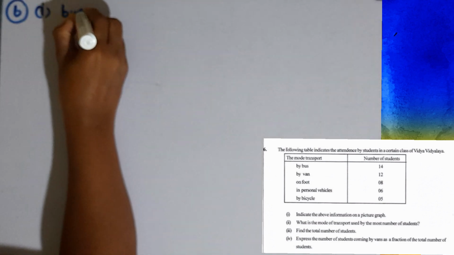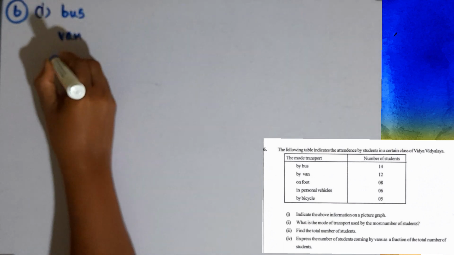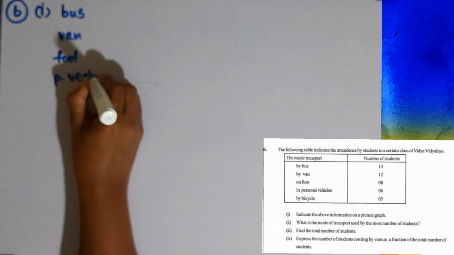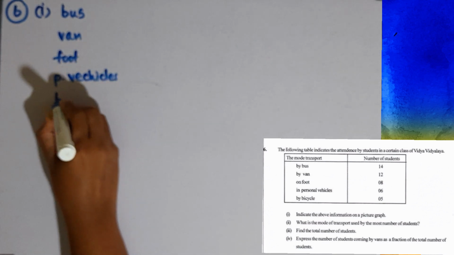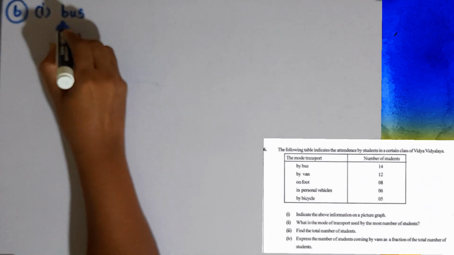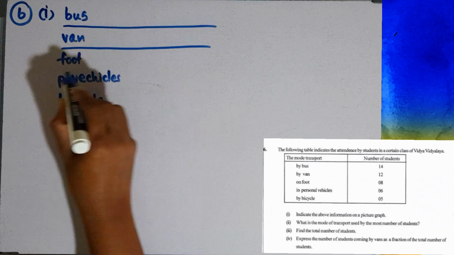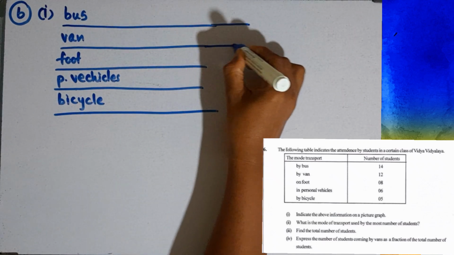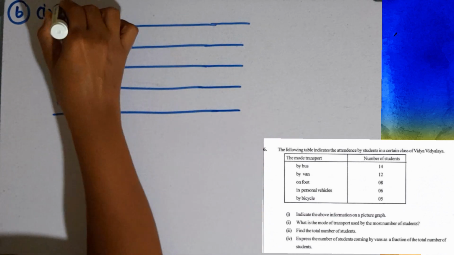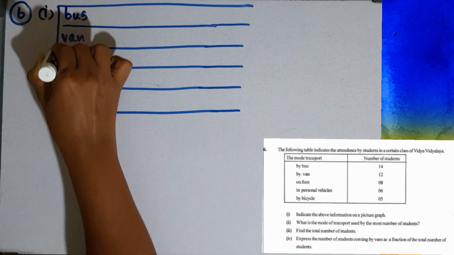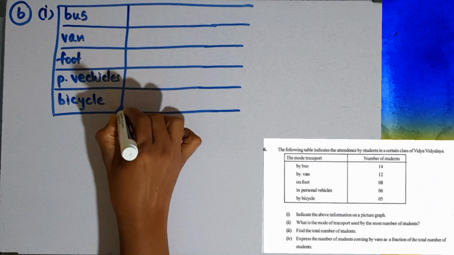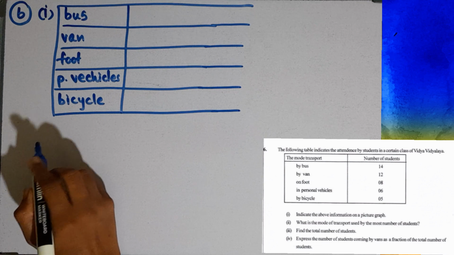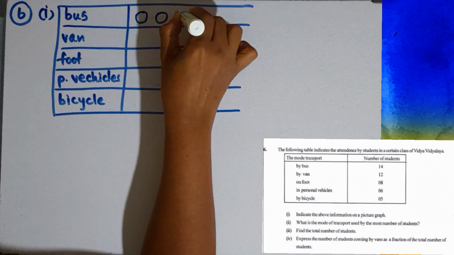By bus. Then bus, van. Then what are the other modes? Foot. Then personal vehicles, then bicycle. Then if one circle represents two students, then for bus we have 14 students. Then I have to draw 7 circles here.